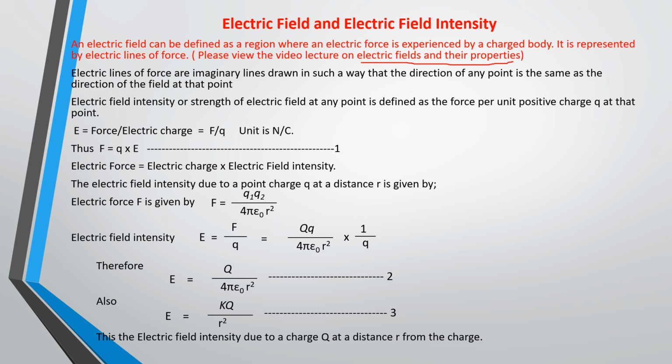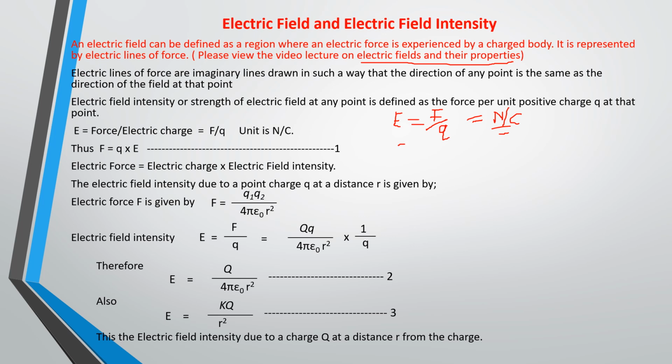Having that said, electric field intensity or strength of an electric field at any point is defined as the force per unit positive charge at that point. What that simply means is that electric field intensity E is given by force per unit charge, F over Q. And the unit is Newton per Coulomb. Force is Newton, and charge is Coulomb. So the unit is Newton per Coulomb.